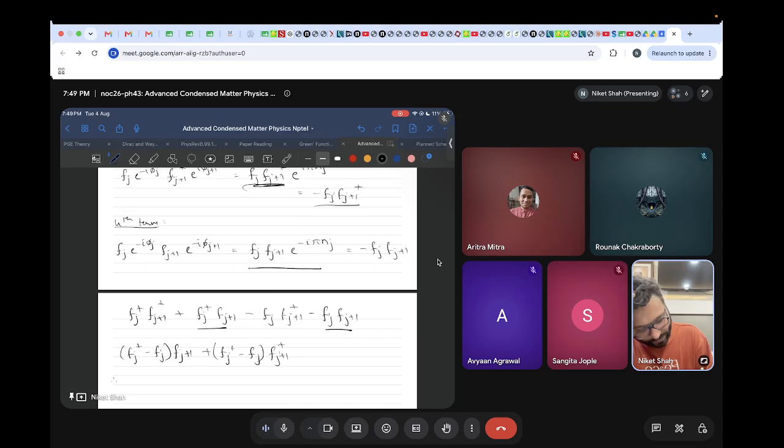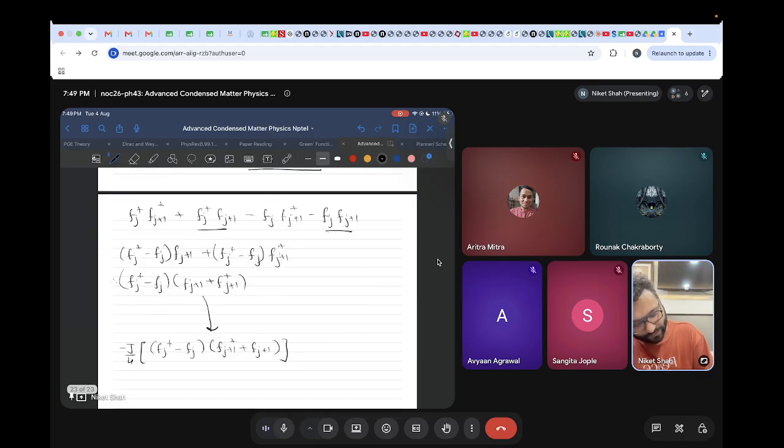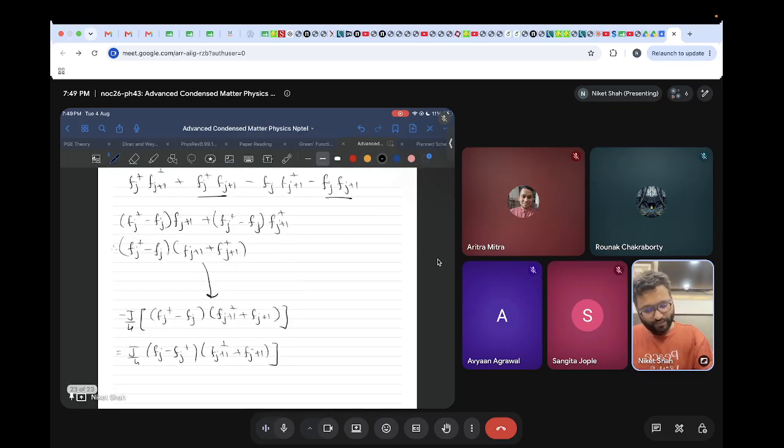So therefore what I end up getting is fj dagger minus fj into fj plus 1 plus fj plus 1 dagger. This is what I have written here. That's the term I end up getting with a negative sign outside. I can remove the negative sign and simply write it as fj minus fj dagger into fj plus 1 dagger plus fj plus 1. And the sz term also, I know that it is plus fj dagger fj minus half, which is just a constant shift in energy, so I can remove that. So this is the final answer.